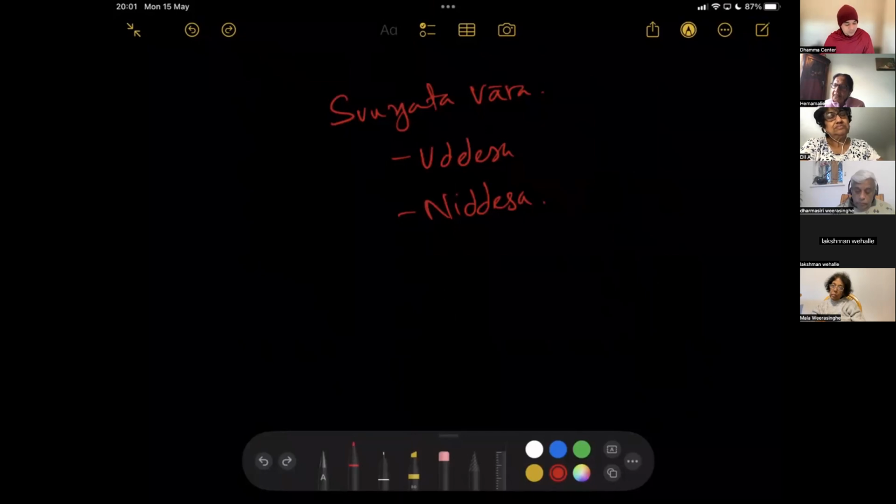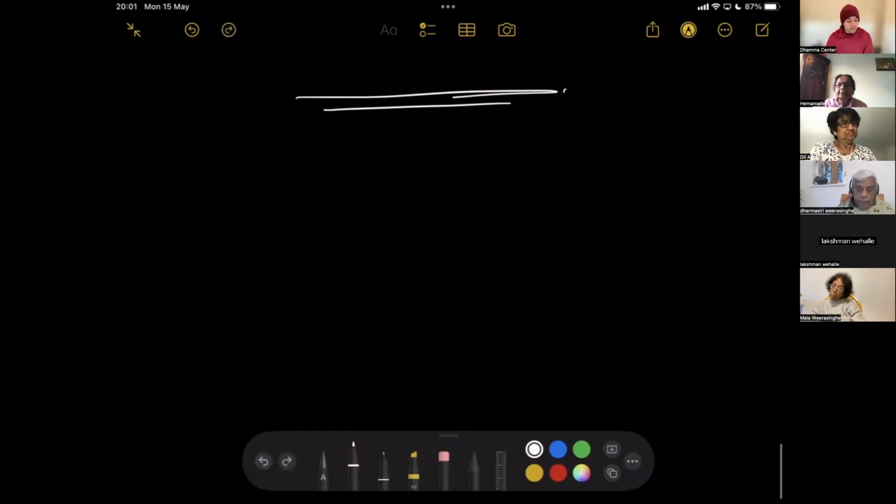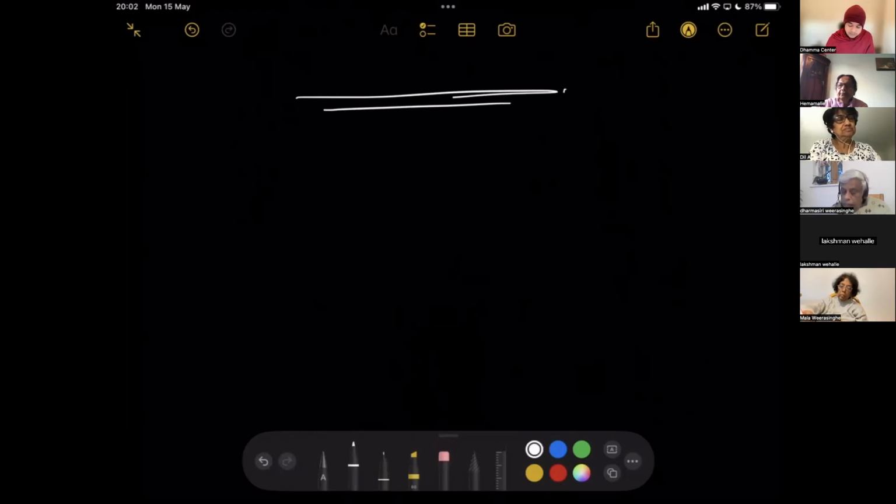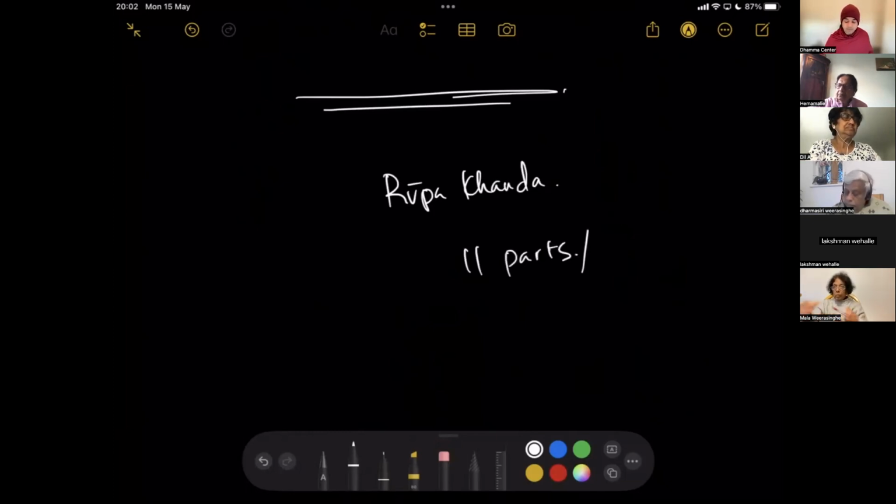Now we come into, now that is Chittupada Kanda. That is what we would go through in the section on Chittupada, the first part. Now we come into Rupa Kanda. Now, Rupa Kanda has 11 parts or subcategories or divisions. Let's say divisions.